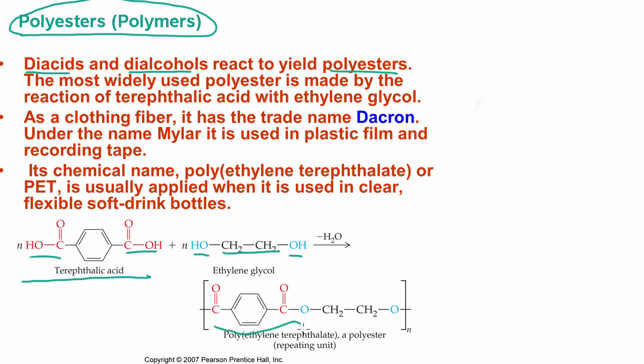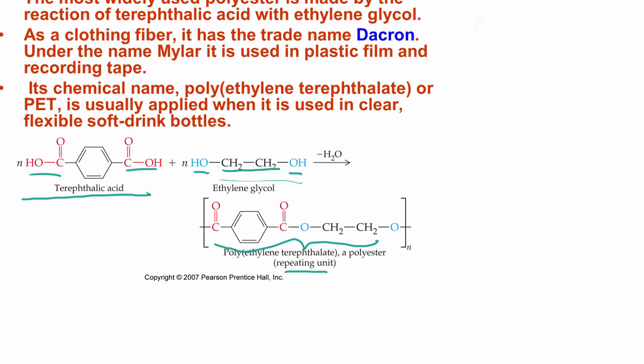So this here would be a repeating unit. So the actual polymer would be made up of thousands or hundreds of thousands of these repeating units. Okay, so again, the whole idea would be a diacid and a dialcohol, and they undergo a polymerization reaction to produce the polyester.